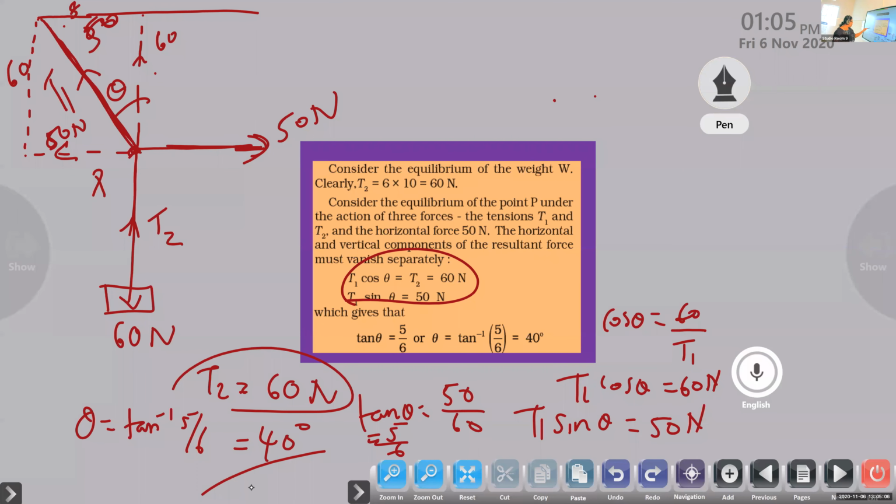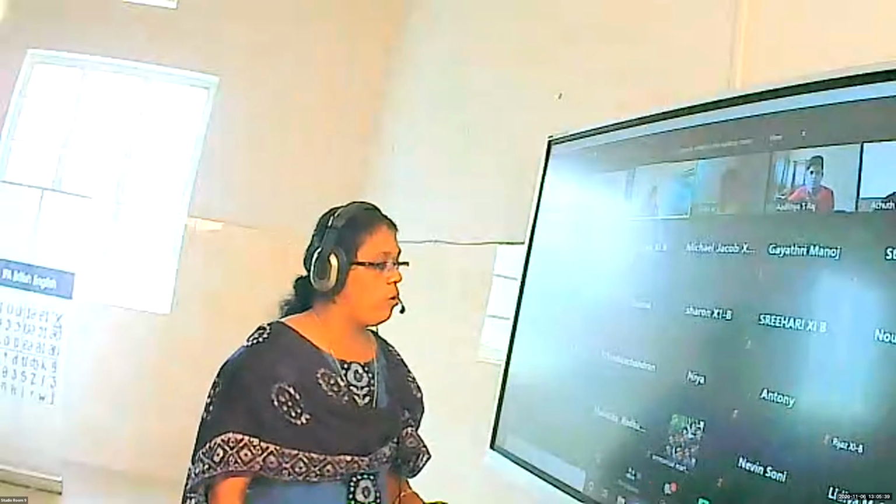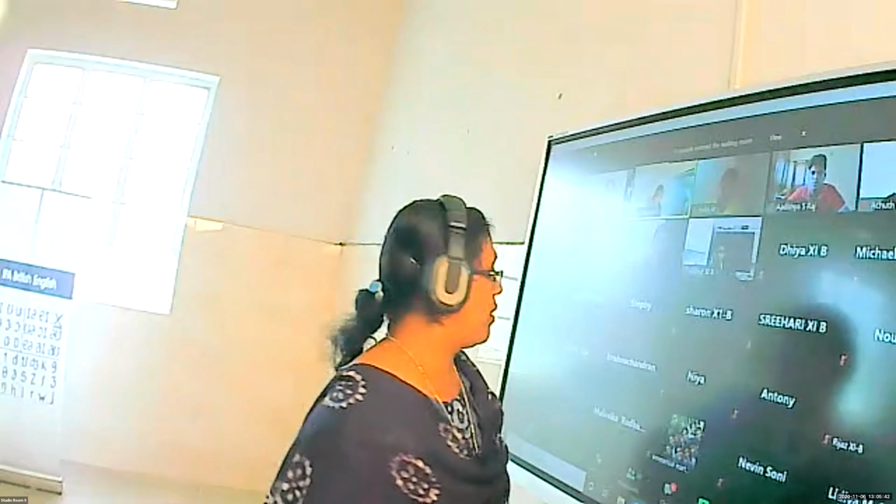Even if you take the vertically opposite angle, here also we can prove it. Since these are concurrent forces, there is only one tip for concurrent forces: whatever force is acting, take an equal force in the opposite direction with the same magnitude. Then you will be able to solve the problems. Okay, I think it's time. Shall I wind up? We will do more problems like this in the next class.